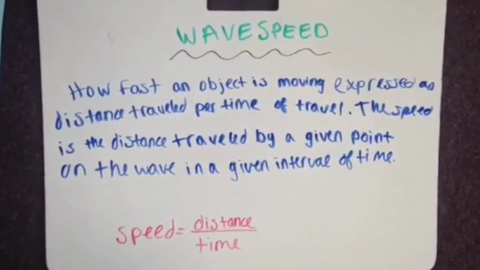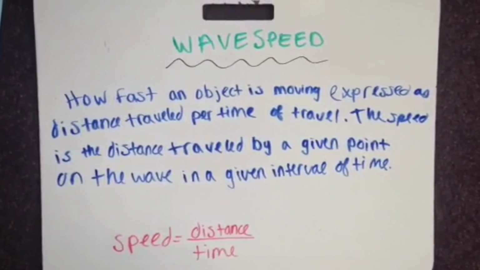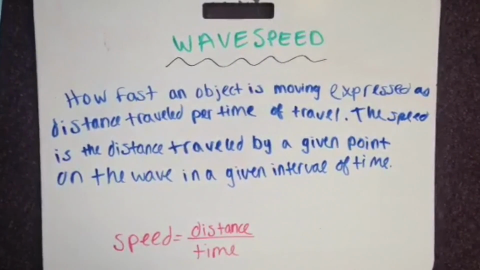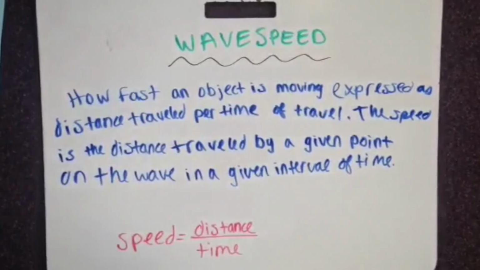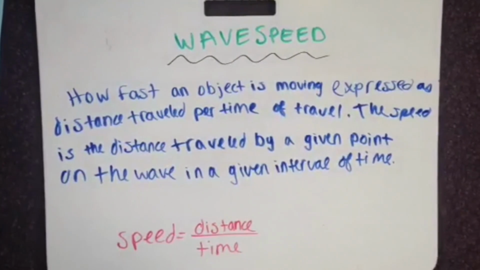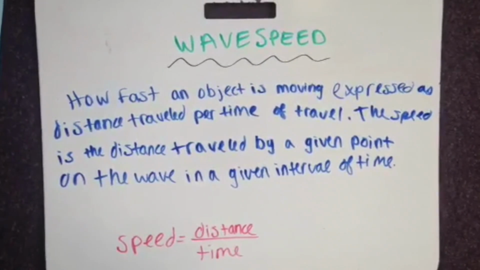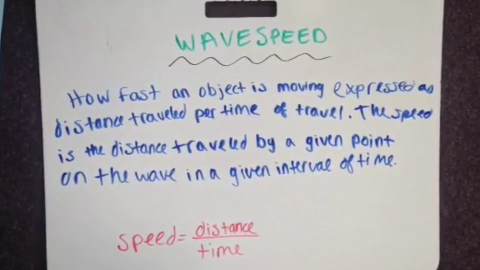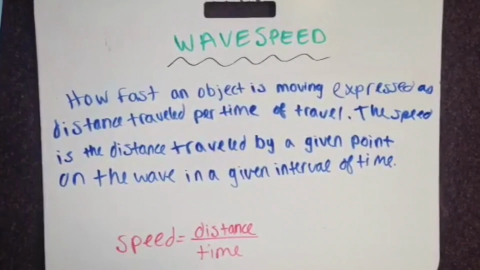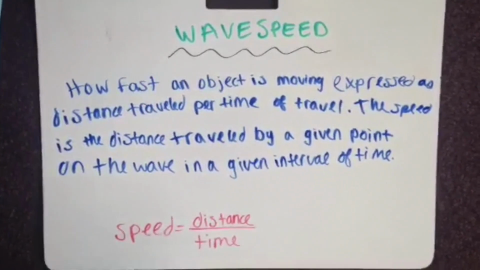Wave speed. Speed is defined as how fast an object is moving, expressed as distance traveled per time of travel. In terms of a wave, the speed is the distance traveled by a given point on the wave, for example the crest or trough, in a given interval of time. It is expressed by speed equals distance over time.